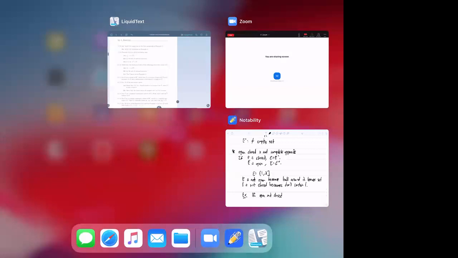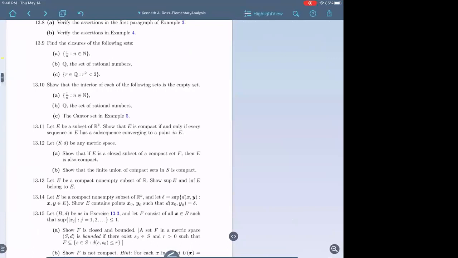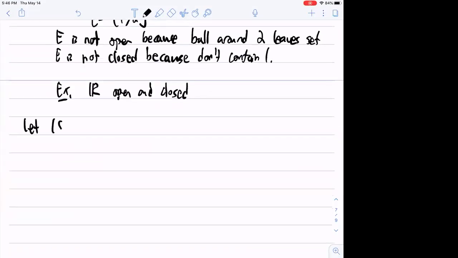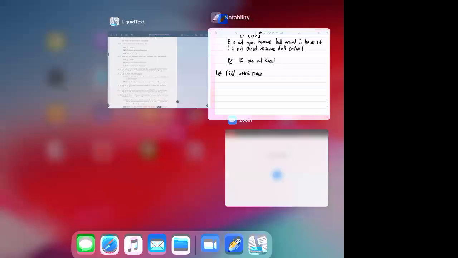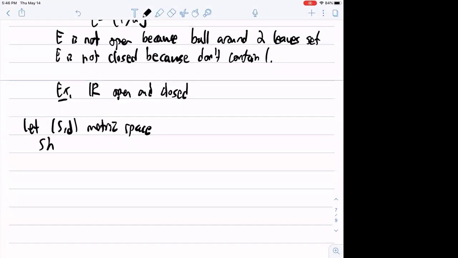Okay, great. I have time for one more. So let me just go back and do 13.12 part B. Show that a finite union of compact sets in S is compact. Again, because I figure people need help on open cover stuff. So let's let S be a metric space. And what was the question? Show that a finite union of compact sets in S is compact.